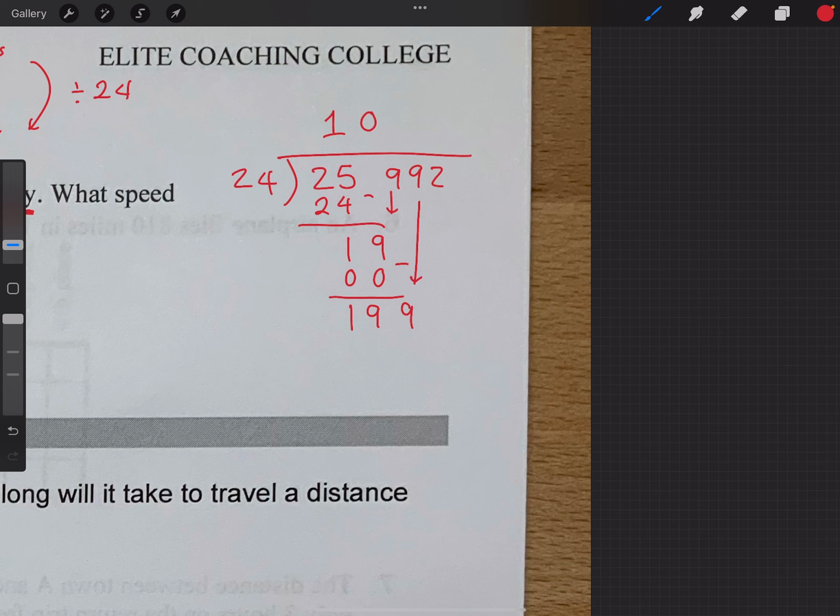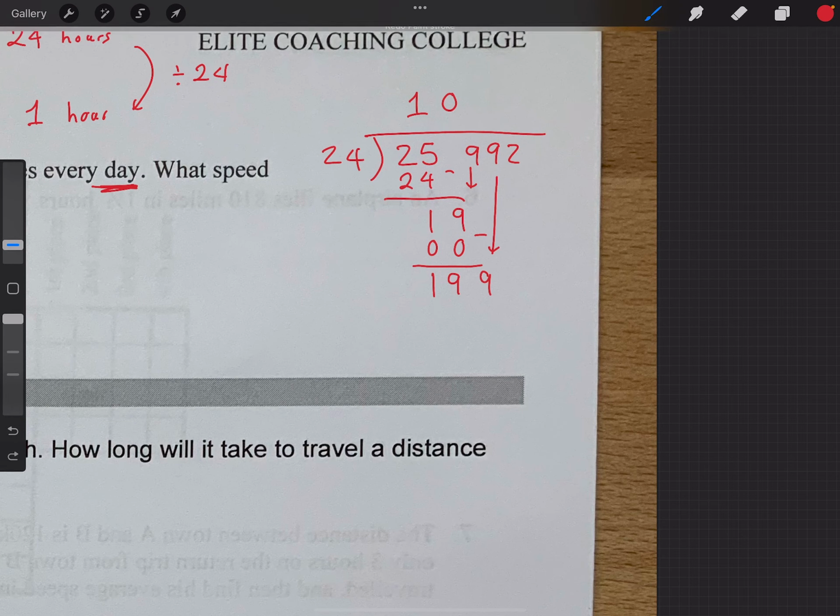So 199 divided by 24. This one you're going to have to do a little bit of guess and check. We know that 10 times 24 equals 240. 9 times 24 is 240 take away 24, which will be 216. So 216 is still too much. So I think 8 times 24. 8 times 4 is 32. 8 times 2 is 16. 16 plus 3 is 19.